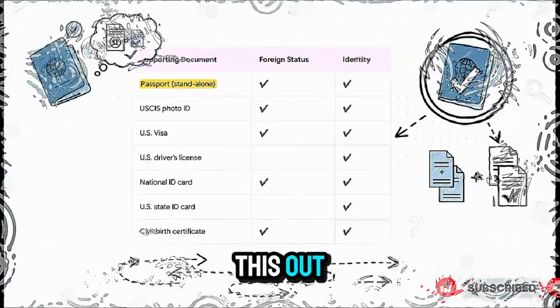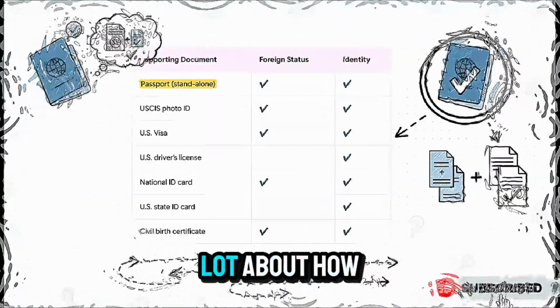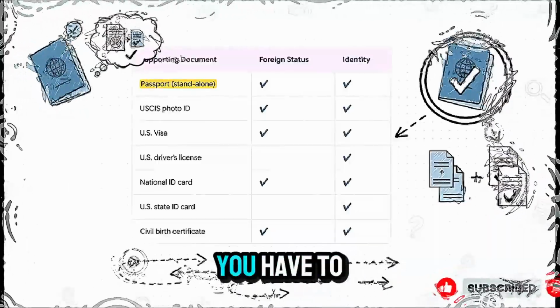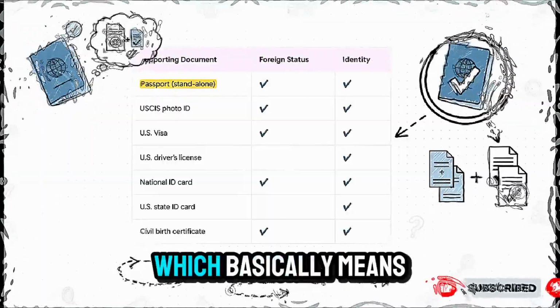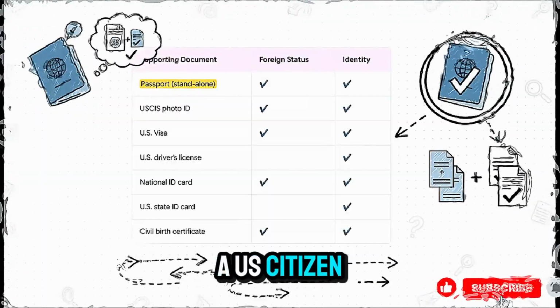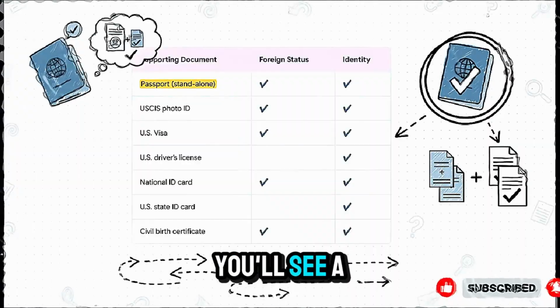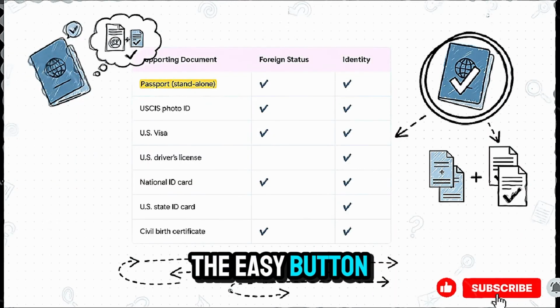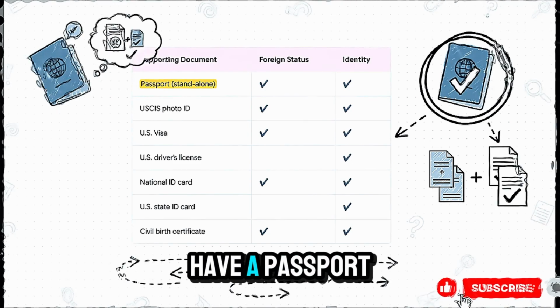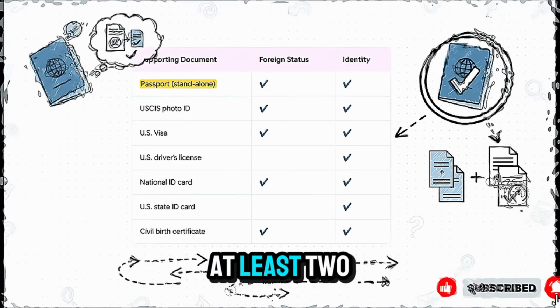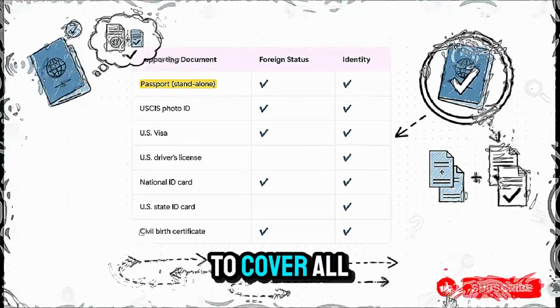Now, check this out, because this table tells you a lot about how the IRS looks at this. You have to prove 2 things: your identity, who you are, and your foreign status, which basically means proving you aren't a US citizen. And if you look closely, you'll see a foreign passport is the easy button. It's the only document that does both jobs all by itself. If you don't have a passport, you're going to have to mix and match at least 2 other documents from this list to cover all your bases.